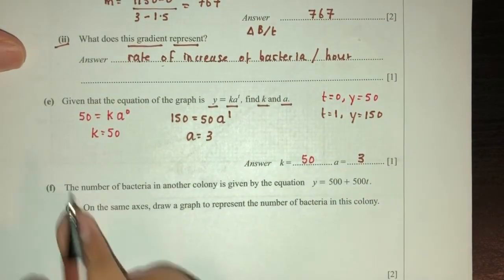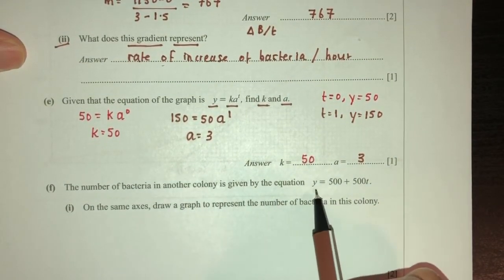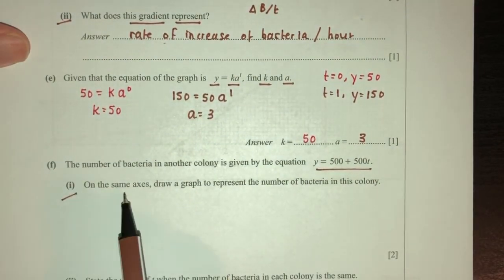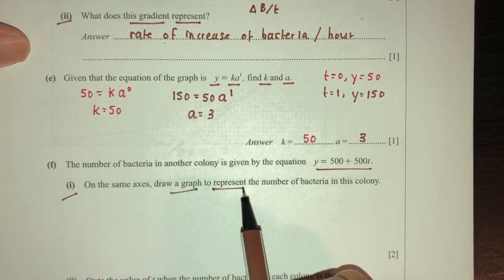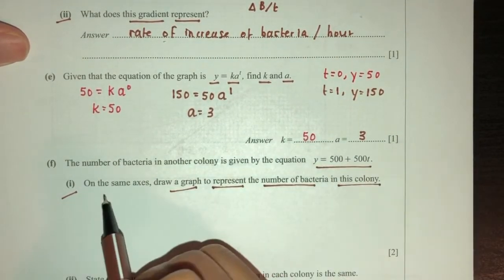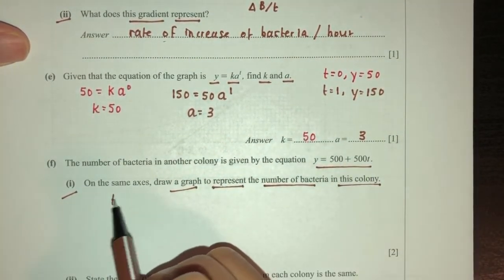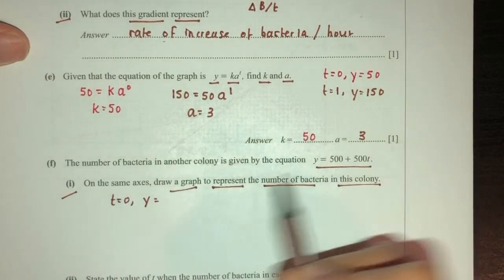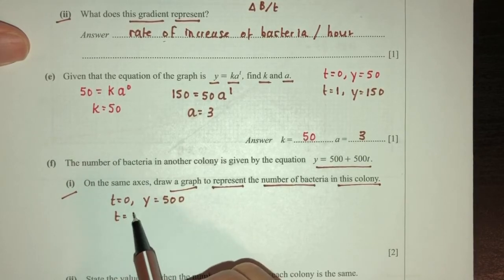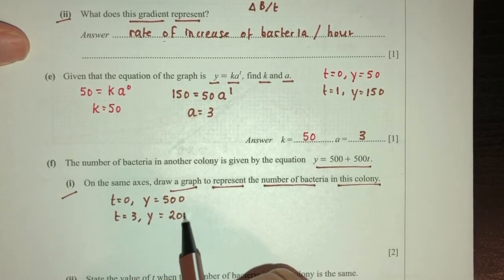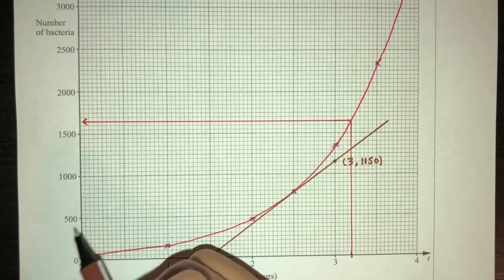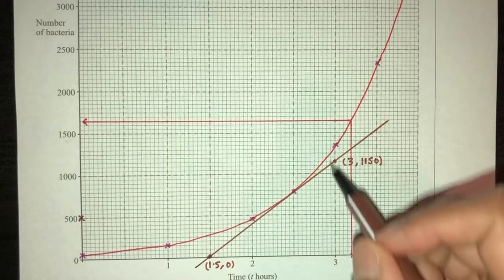Now for part F, the number of bacteria in another colony is given by this equation. This is the equation of a straight line, right? Part 1, on the same axis, draw a graph to represent the number of bacteria of this colony. So let's choose 2 points on the line. Let's say when t equals 0, the value of y is 500. And when t equals 3, the value of y is 2000. So let's plot those points on the graph. The first point is when t equals 0, that is 500, and t equals 3, that is 2000, will be right here.